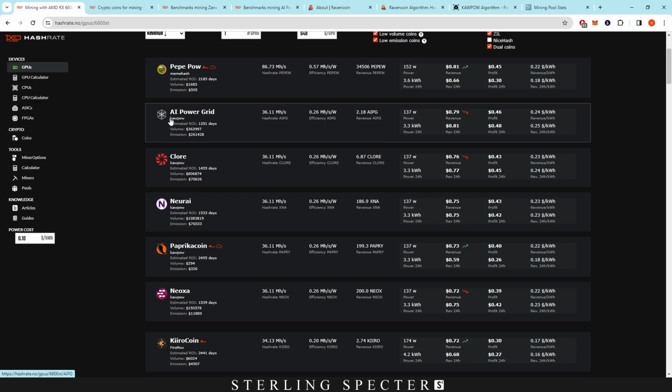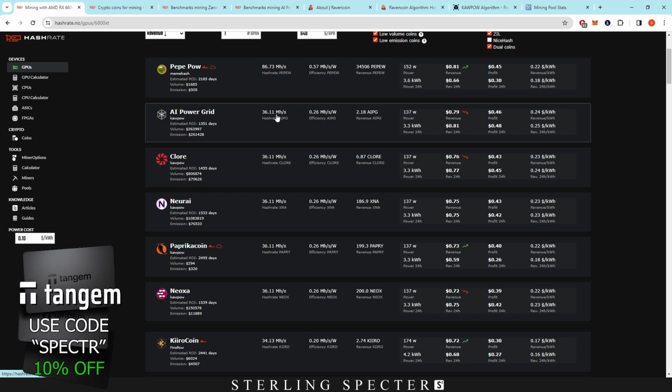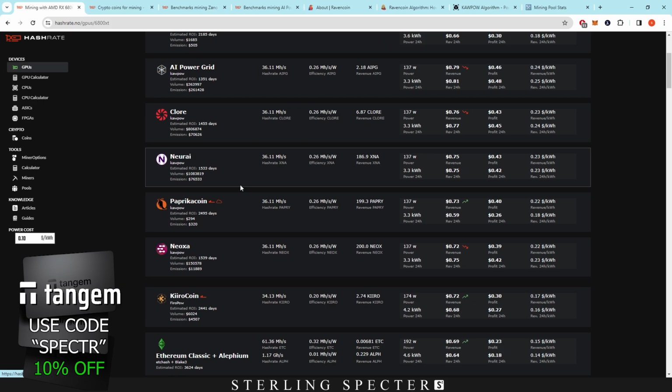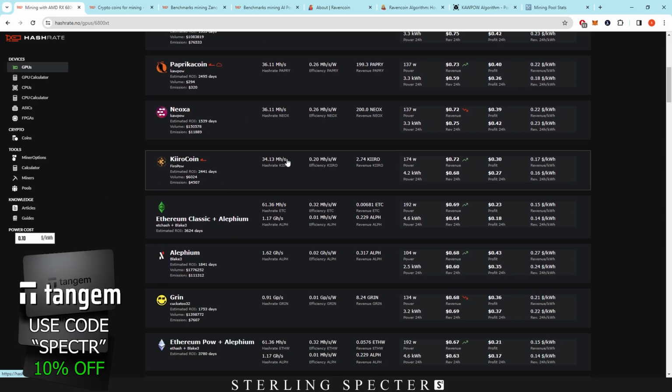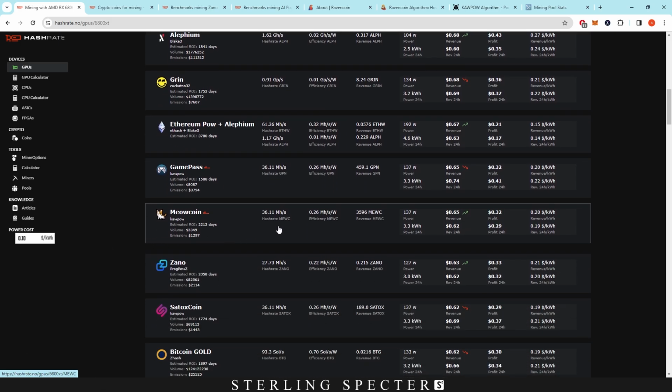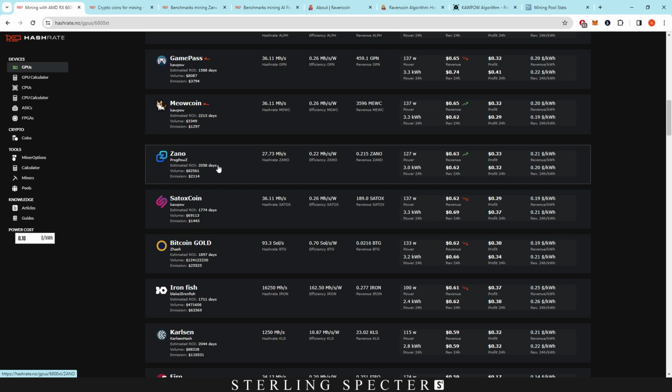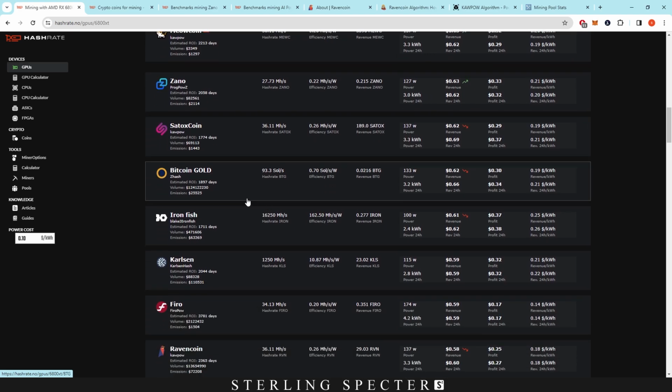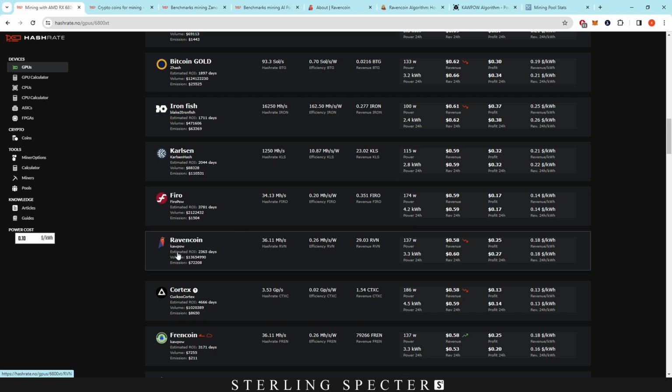Now, these are popping up all the time, mainly the AI coins, which are doing very well for AMD cards. So if you do have AMD rigs, I'd suggest only strictly mining on KAWPOW algorithms, and these are the most efficient algorithms to go on. As you can see here, the hash rate is basically the same for all of these algorithms, so 36.11 on pretty much all of the KAWPOW ones. If we're scrolling down, this is still KAWPOW. FiroPow is different. If we keep scrolling down, Game Pass is the same. Meow Coin is the same. There's a drop off for the ProgPow. Satox Coin is the same. And then we get down into stuff that's not KAWPOW apart from Ravencoin.